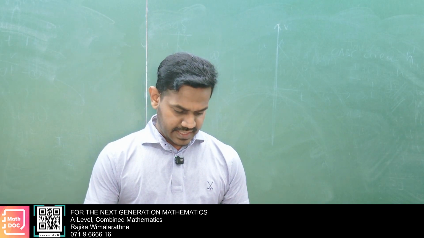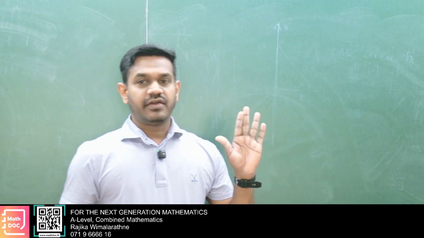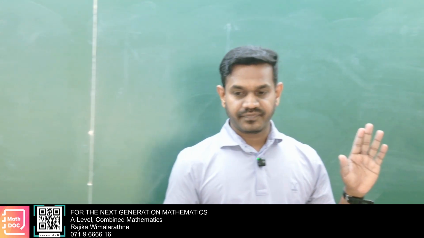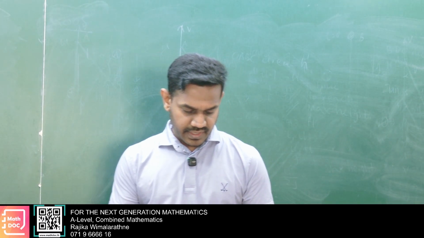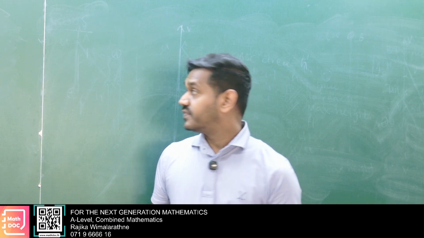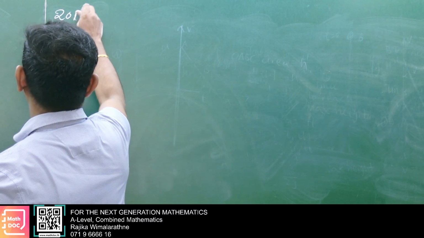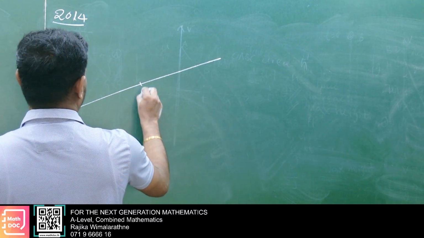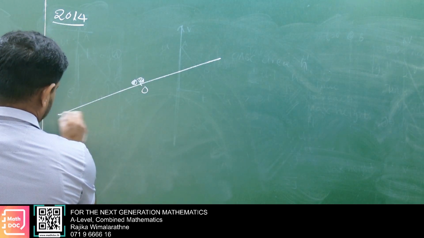Read this question and start 2014. If you have any doubt, do it with me. Now it says that particles P and Q are placed at point O on a fixed smooth plane inclined at angle alpha to the horizontal. Take O here, two particles, with inclination alpha to the horizontal.